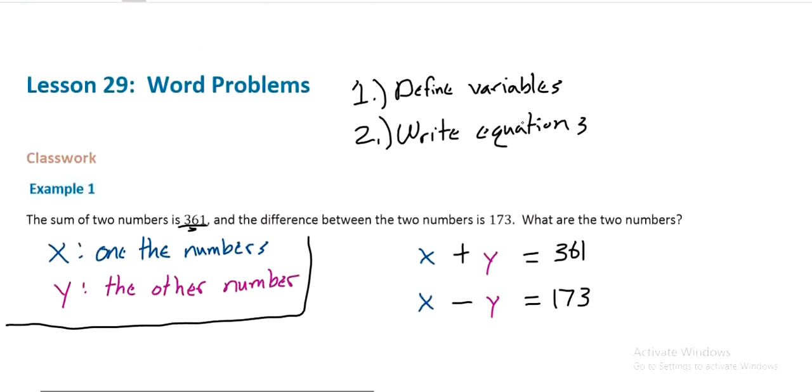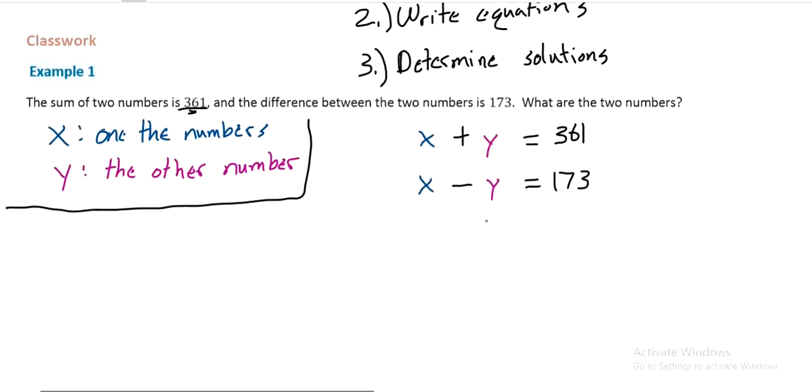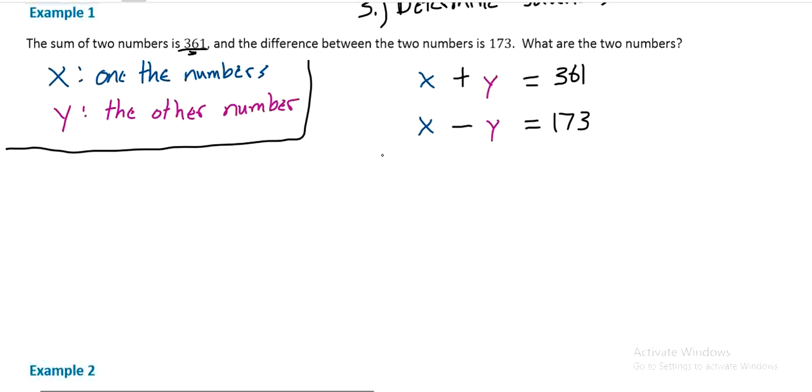So we wrote our equations. Step number 3, save the best for last, is going to be to determine solutions. To determine solutions, we can use one of the 3 methods that we learned prior to this lesson. We learned how to determine solutions to a system by graphing. We learned how to do it by substitution, or algebraically. And the third one is elimination, where we add the equations together.